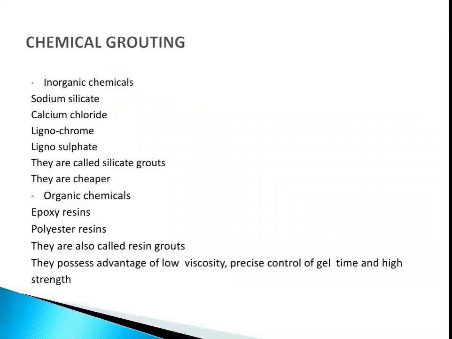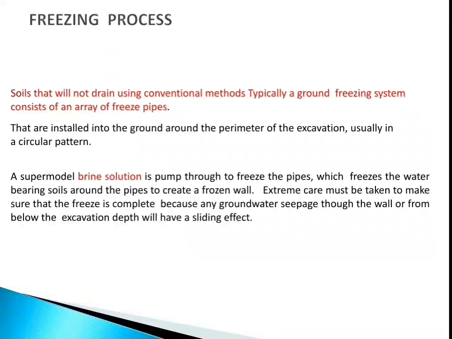Next, chemical grouting. Inorganic chemicals which are used for chemical grouting are sodium silicate, calcium chloride, lignochrome, lignosulfate. They are called silicate grouts. They are cheaper. And organic chemicals like epoxy resin, polyester resin are also called resin grouts. They possess advantages of low viscosity, precise control of gel time and high strength.